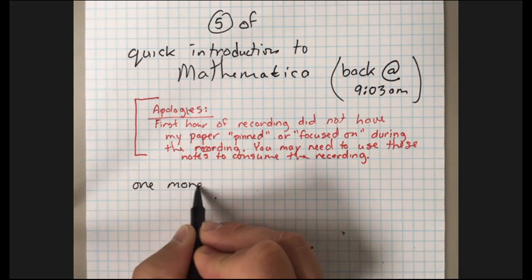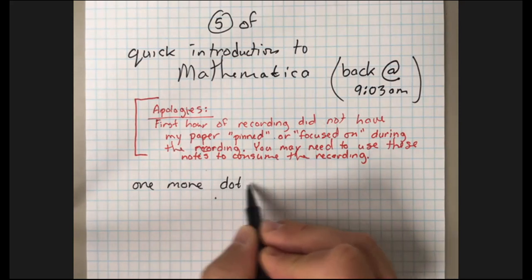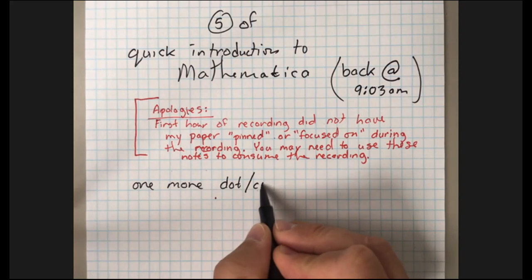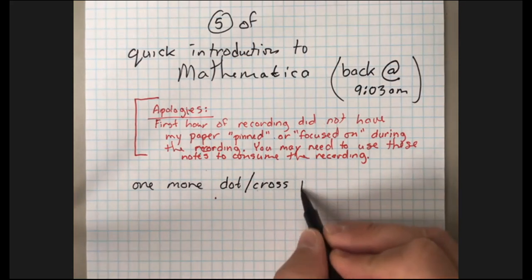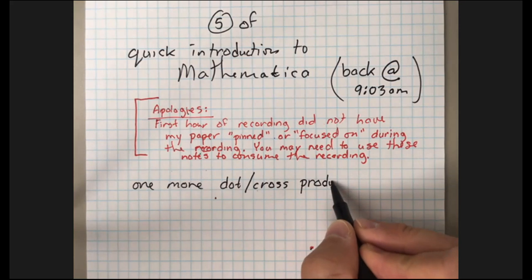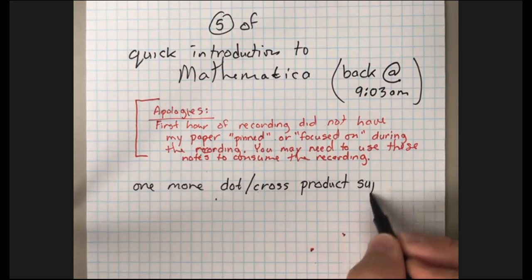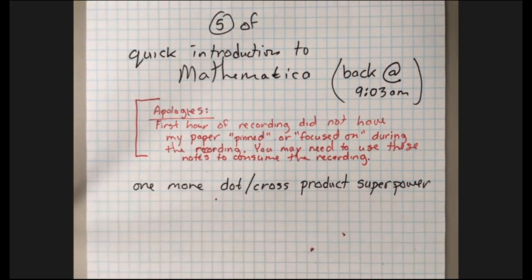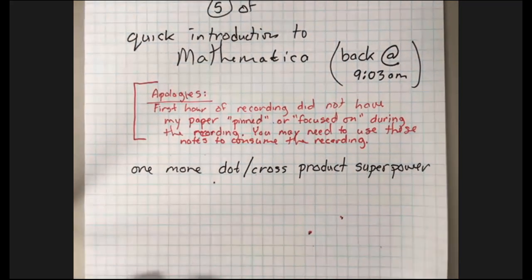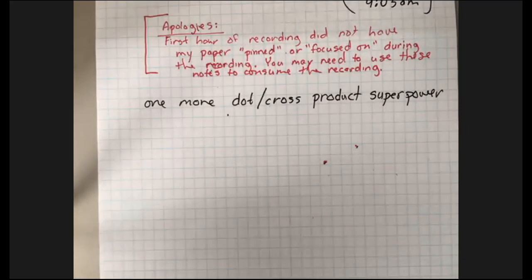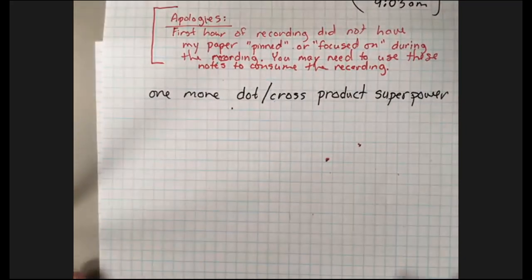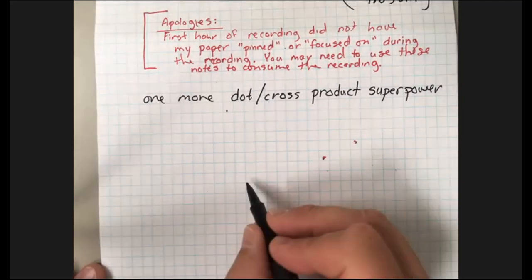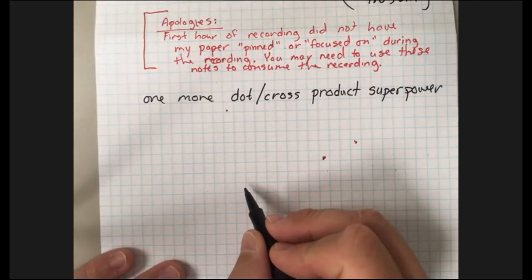One more: the dot-cross product superpower. And that is the dot product and the cross product interact excellently. They interact in the arithmetical sense with distributive laws and such, and they present that in the book, but they interact in a beautiful geometric way.